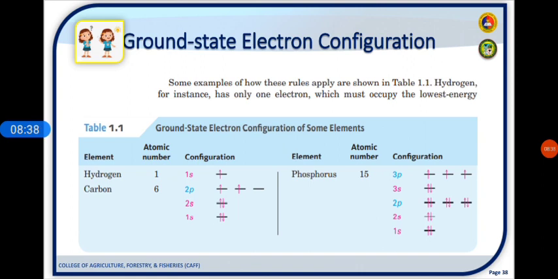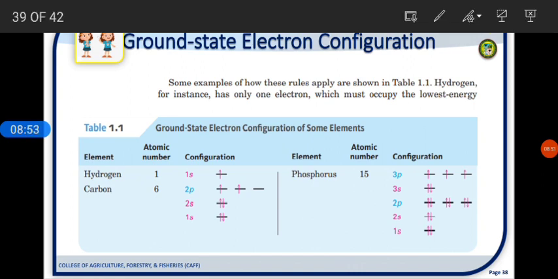And yes, you also have another example here. Some examples of how these rules apply are shown in table 1.1. Hydrogen, for instance, has only one electron, which must occupy the lowest available energy. The atomic number is 1. Therefore, the configuration is 1s1, because it only has one electron.